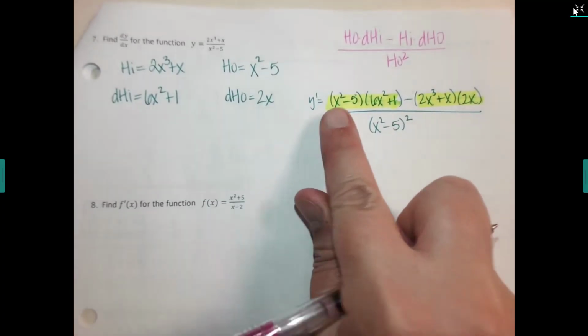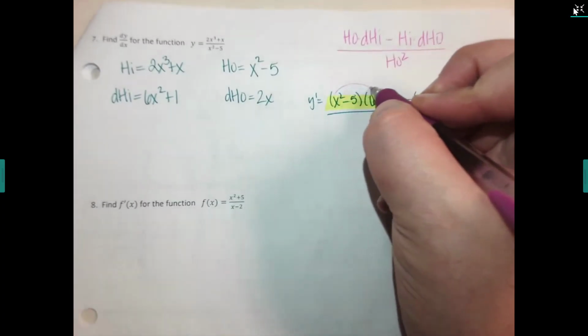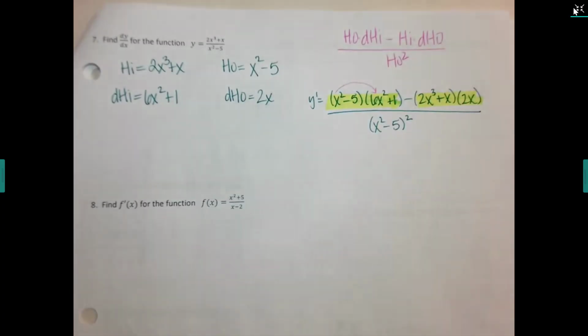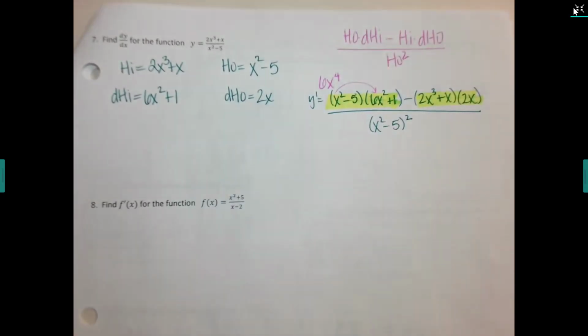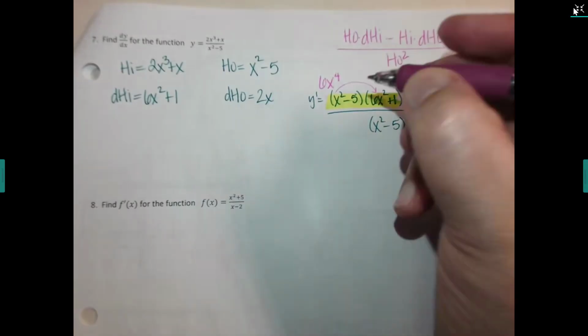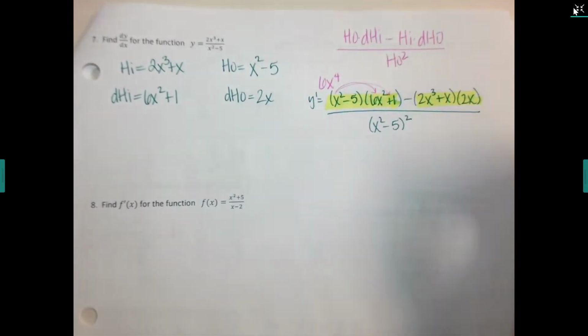What is x squared times 6x squared? 6x to the 4. Very good. I'm just going to write it right on top so I don't have to rewrite the whole thing. Okay, what about x squared times 1?